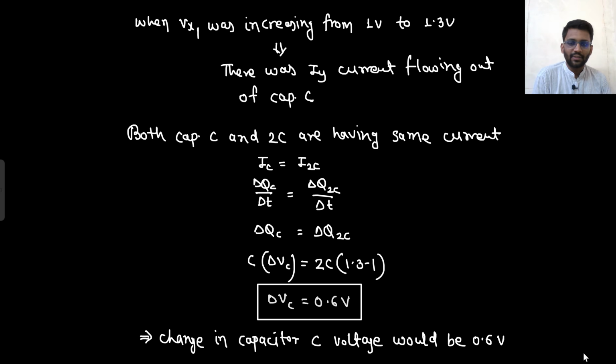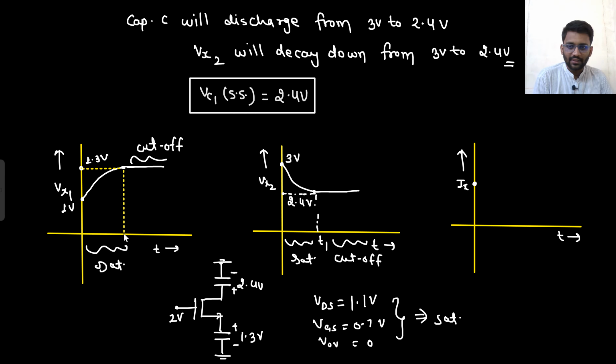And when Vx reaches 1.3 volt at time t equals t1, the current would become 0. Current would become 0 when Vx reaches 1.3 volt. After that, the current would be 0.